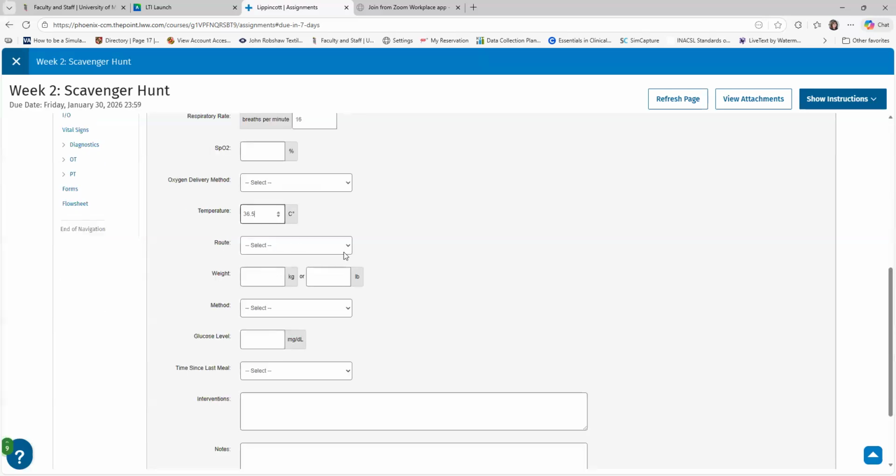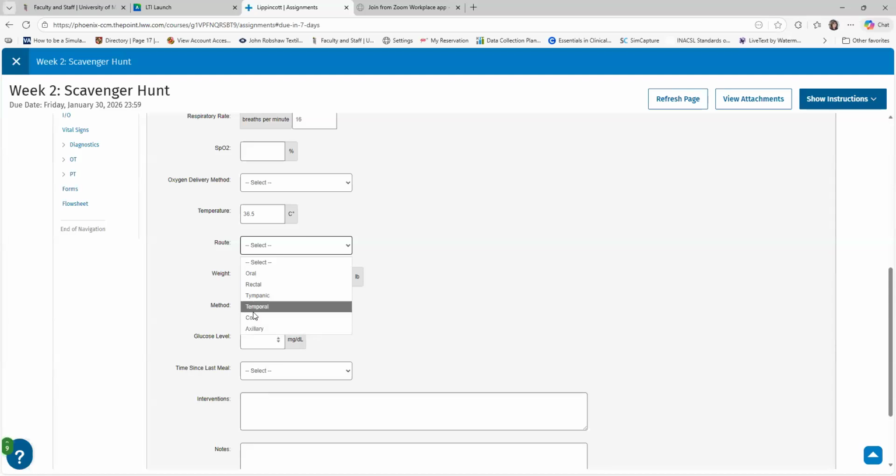Now it asked me for the route. How did we take the temperature? So what was the method that we took the temperature with? Oral means the mouth thermometer, rectal, obviously that's where you would take the temperature. Tympanic, what does that mean? Someone said the ear. And temporal is the one that you go from the temple and move around, core and axillary.